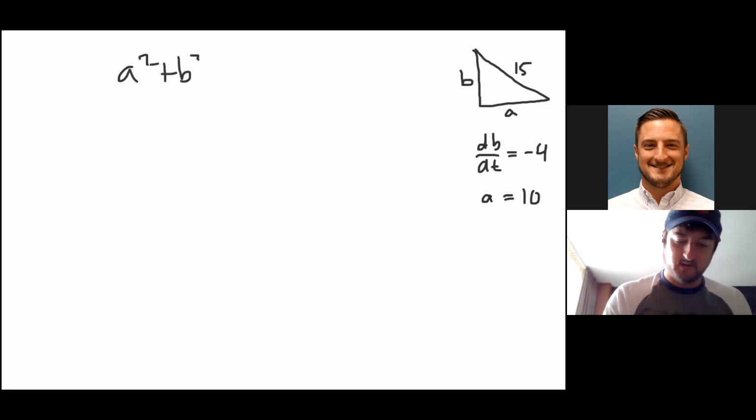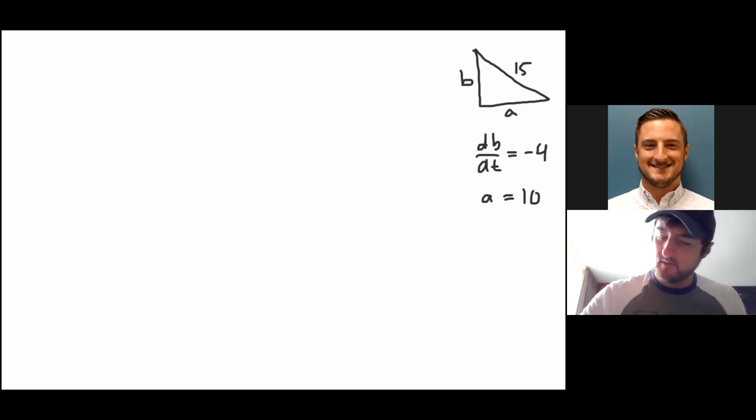A squared plus b squared equal to 225. Let me write it over here in blue. A squared plus b squared is equal to 225.